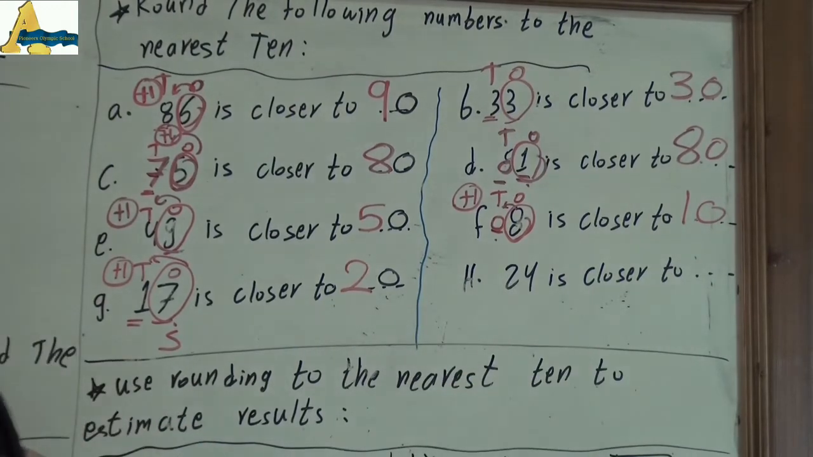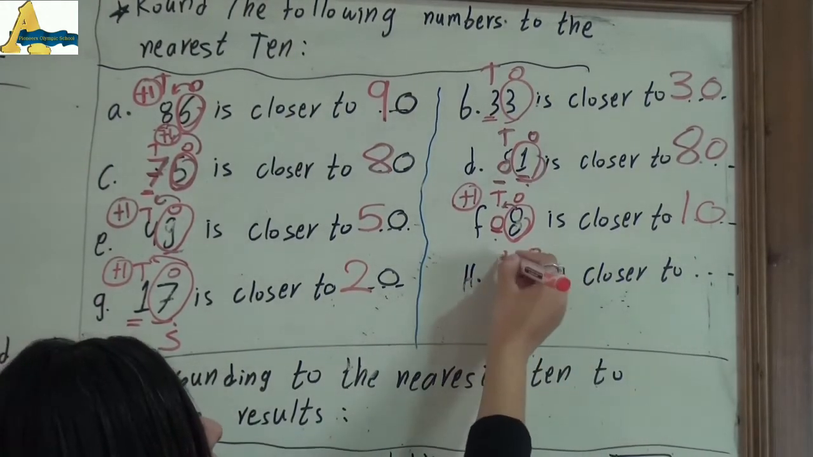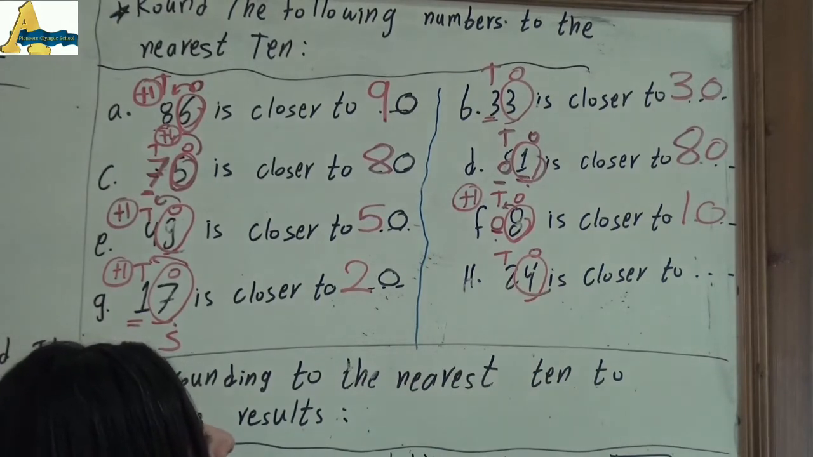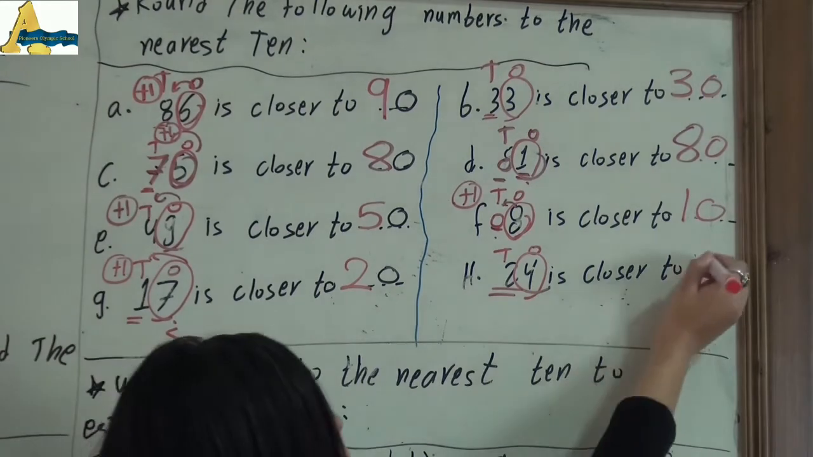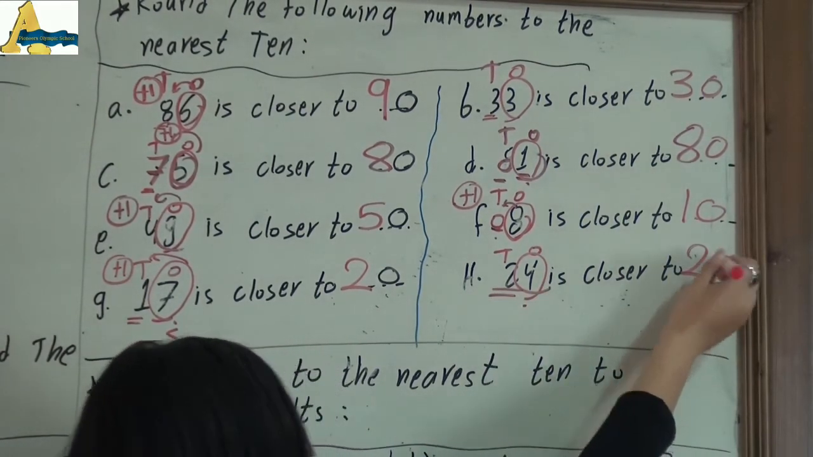24, here, 4, ones and tens. 4 is weak. This means it will not change the tens. 2 will remain as it is, and it will give a 0 next to it.